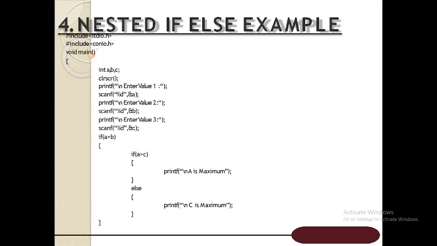Now here I am printing in the else part of the nested if: C is maximum. How is it possible? Because if A is greater than B, it means B is smaller, and it will come inside and check C. A is greater than C? A is already greater than B, but A is not greater than C. It means A is less than C. But A is greater than B. It means C is maximum.